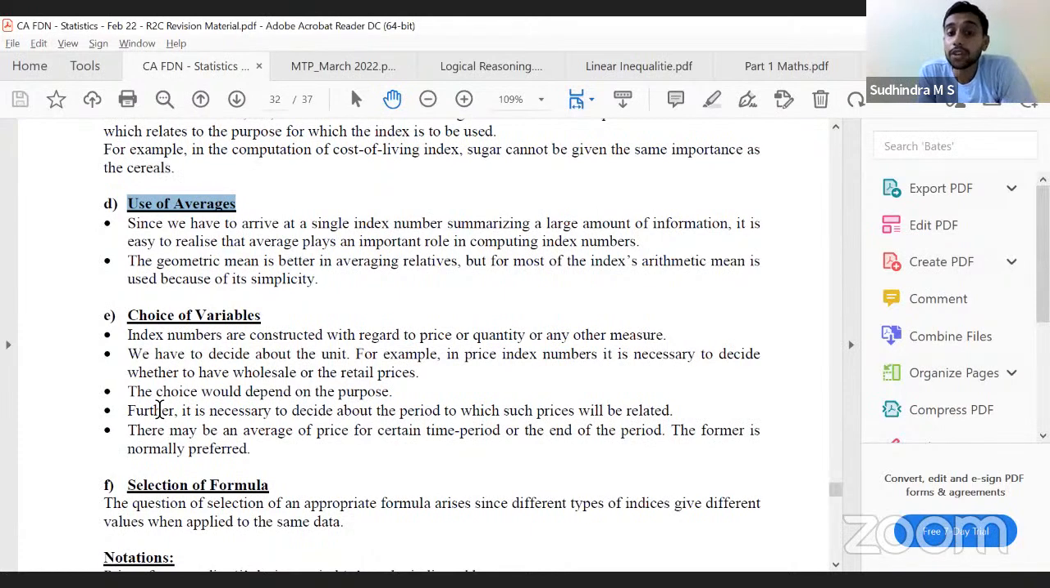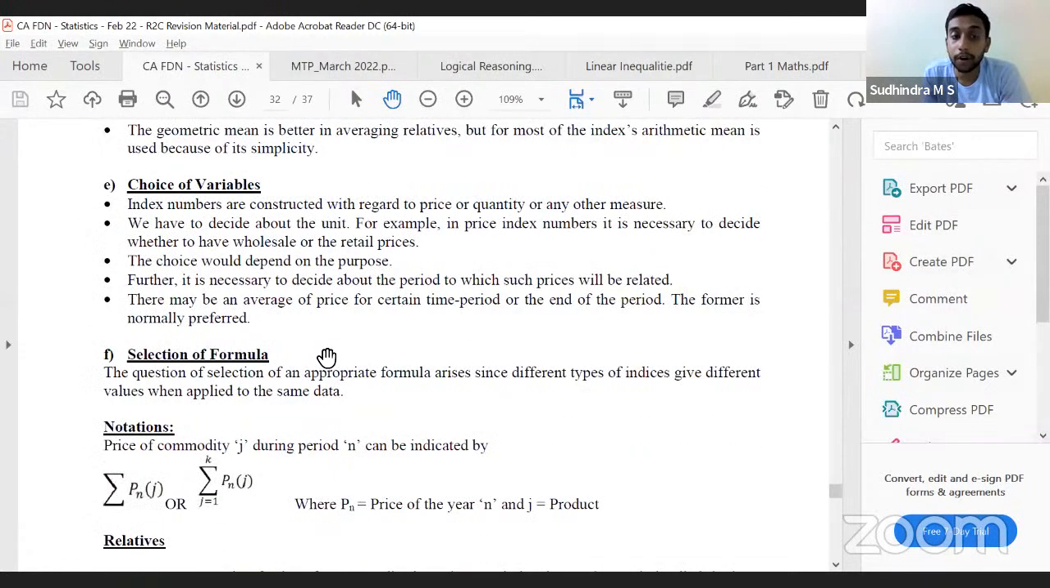We have to decide about the unit. For example, in price index numbers, it is necessary to decide whether we are going with wholesale price or retail price. If it's a wholesale price index, we have to go with wholesale price. However, in consumer price index, we'll go with retail price. So the choice would depend on the purpose of that index number. So choice of variables is important.